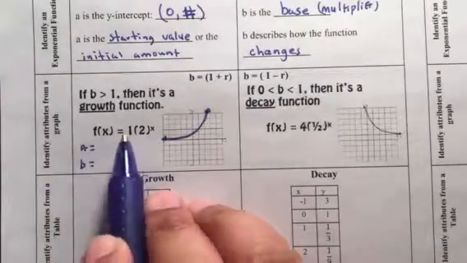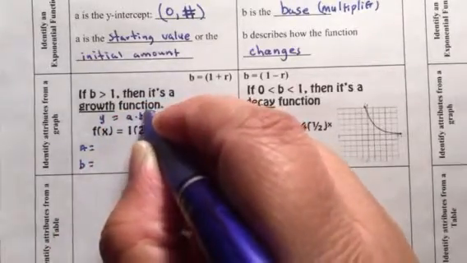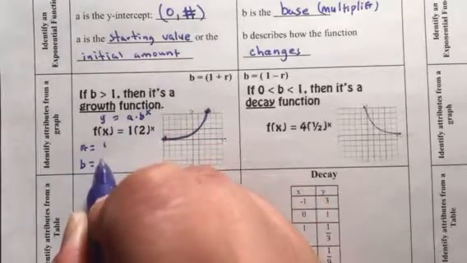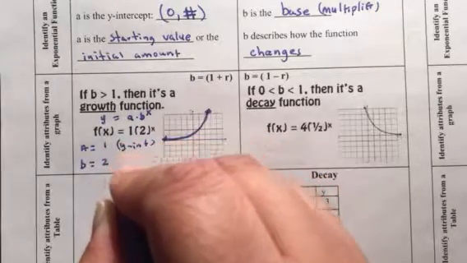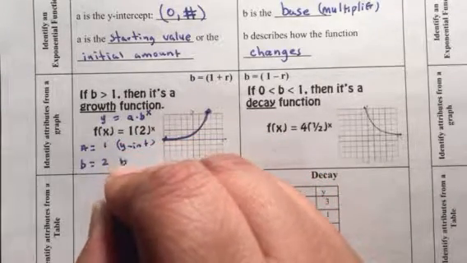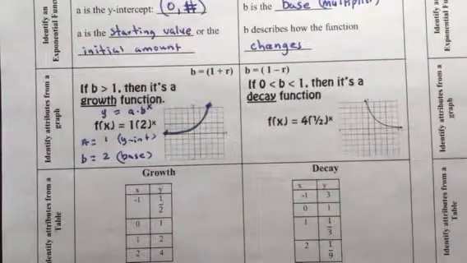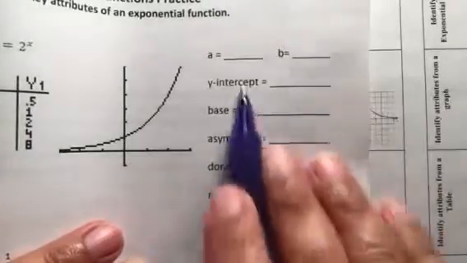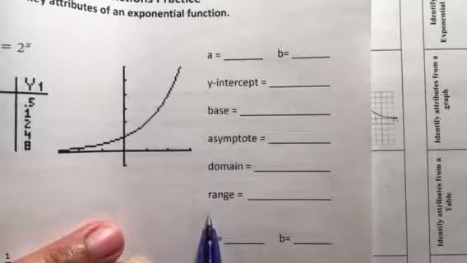So your a is the number, so this is y equals a times b to the x power. So here our a is 1 and our b is 2. Remember, this is also called the y-intercept, and this is also called the base. So on your worksheet that you'll go over, it's going to ask you to fill out that information. So if you look here, your assignment's going to basically ask you to fill out this entire thing. And we'll talk about these 3 things in just a second.